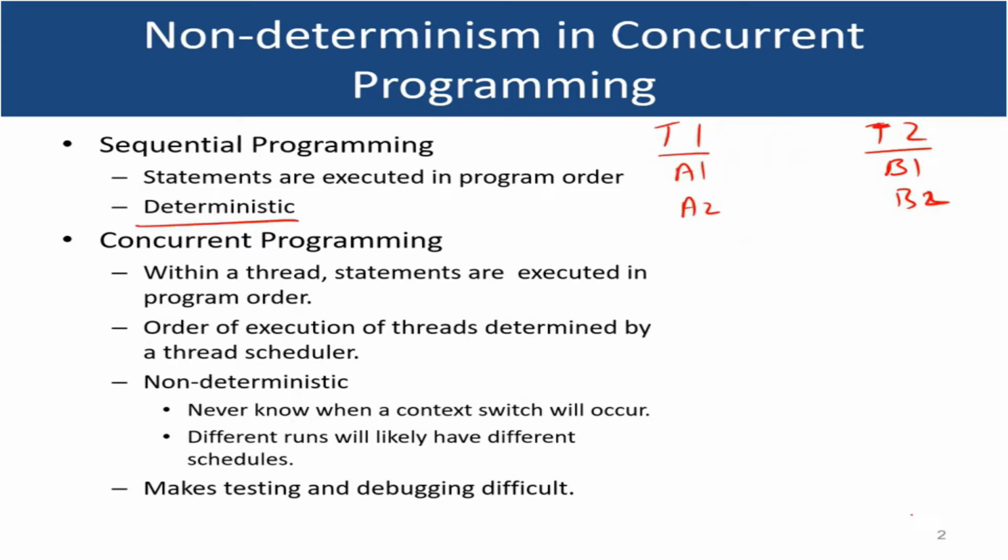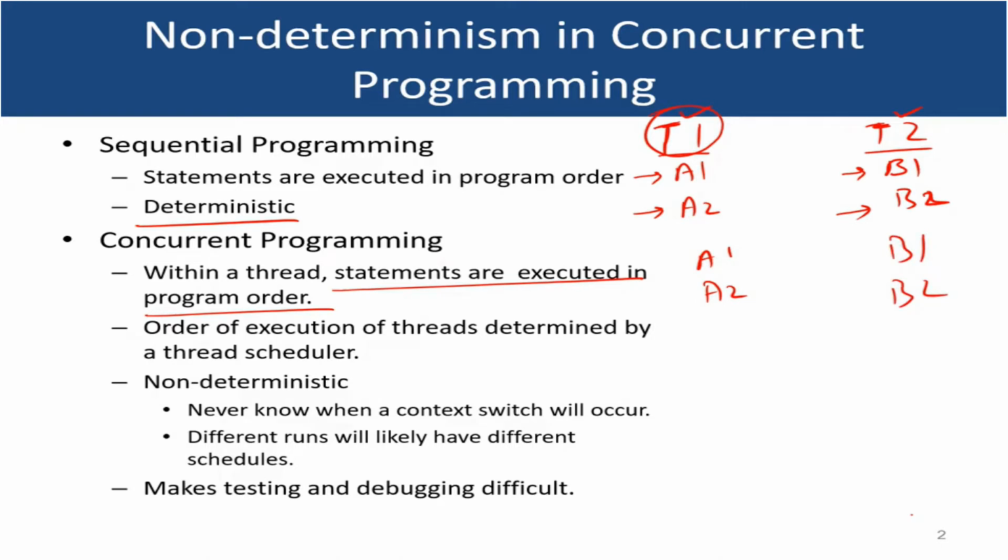Now let's see what happens for a multi-threaded program. Let's assume we have a process that has two threads T1 and T2. Inside thread T1 we have two instructions A1 and A2, and inside T2 we have two instructions B1 and B2. Let's again assume there are no jump statements here, and therefore within a thread, let's say inside thread T1, the statements are executed in program order. So within a thread it is guaranteed that first A1 would execute and only then A2 would execute. Similarly here in thread T2, first B1 would execute and after that B2 would execute.